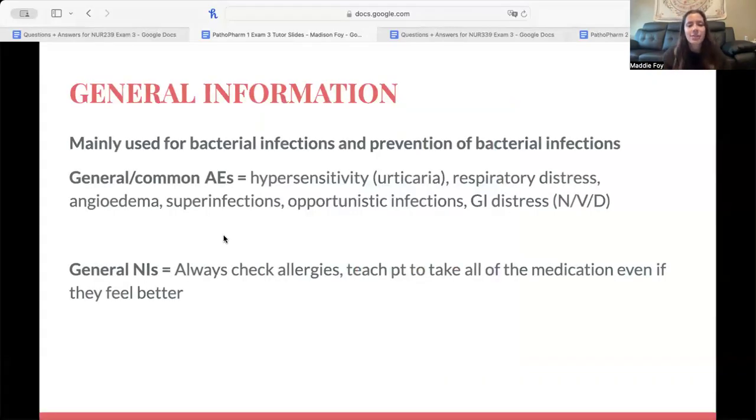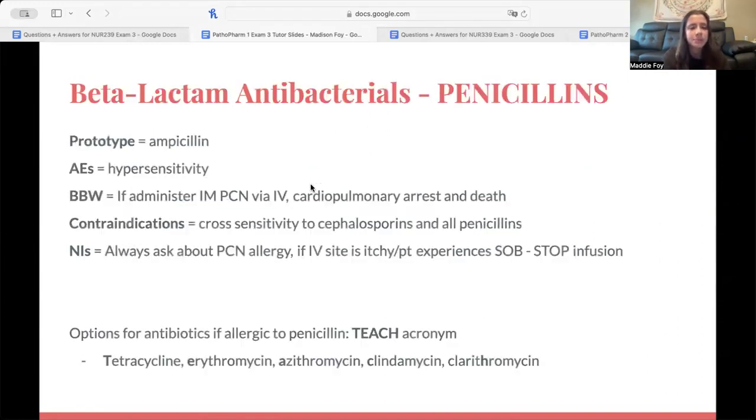Alrighty, so again, that general information. These anti-infectives are used for bacterial infections and the prevention of bacterial infections. In general, antibiotics have a high chance of hypersensitivities and kind of reactions occurring. And they also can cause respiratory distress, that angioedema that we'll talk about later with hypersensitivity, superinfections, and those opportunistic infections, as well as GI symptoms. For nursing interventions, you want to always check for allergies. That'll be a super big component of antibiotics. And then you have to teach to take all of that medication until they feel better.